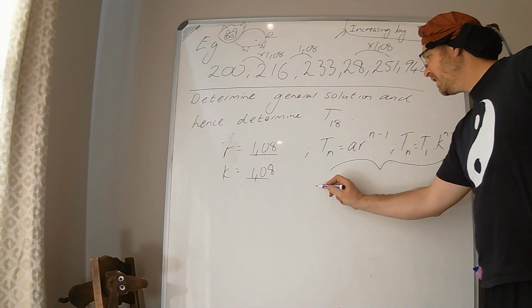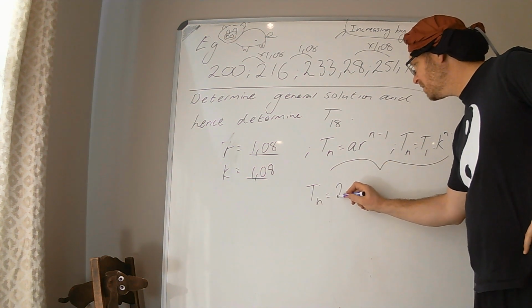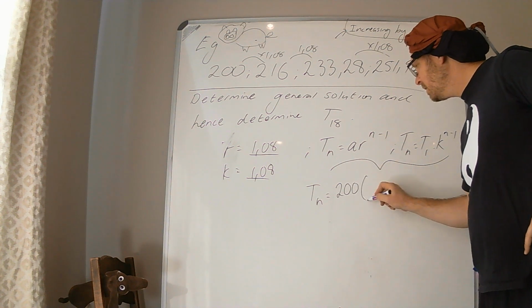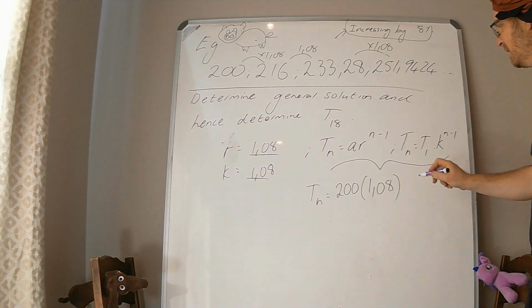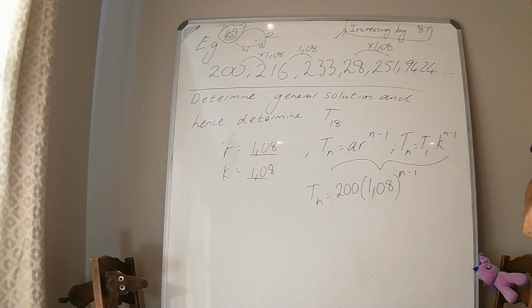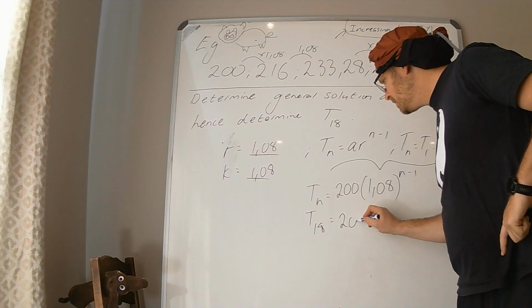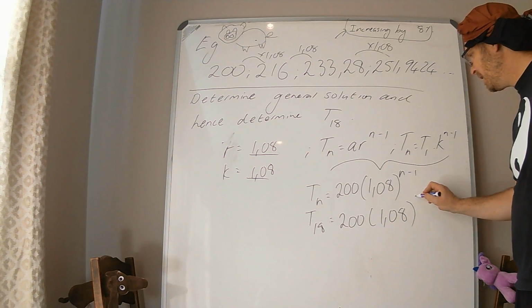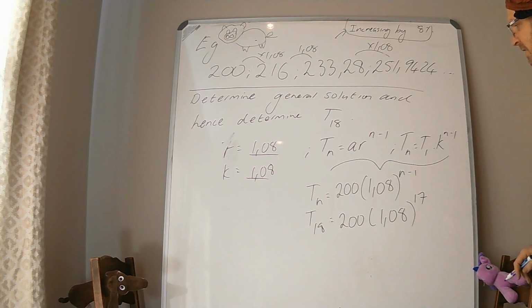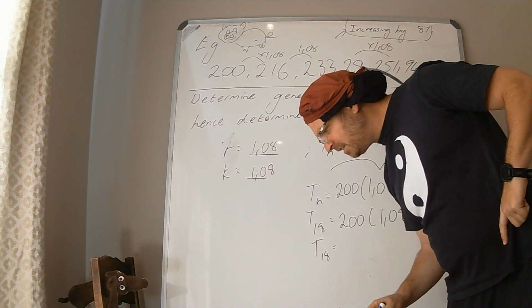So if I substitute my values in, I get term n is equal to a, which is 200, or term 1, times r, which is 1,08, to the n minus 1. So that is your explicit sequence, or your general solution. Then the next part of the question is to find term 18. Term 18 will be 200 times 1,08 to the power of n minus 1, which is 17. If you put that into your calculator, you get, voila, the same answer.